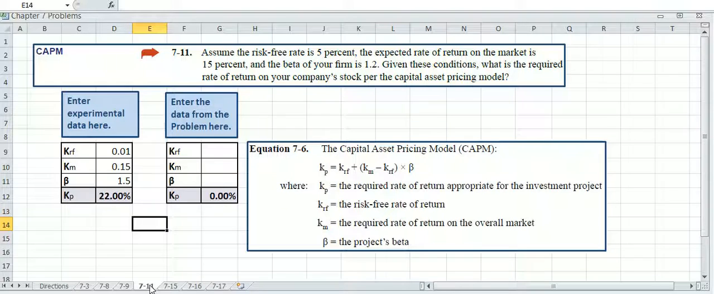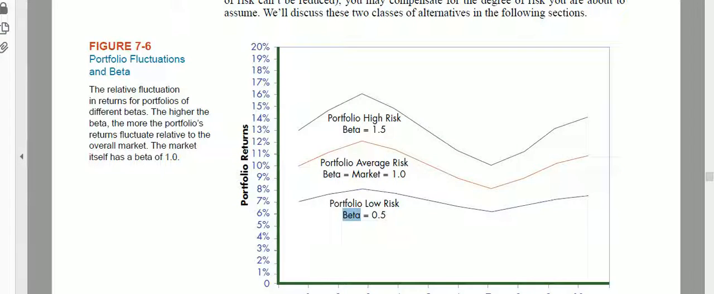The only thing that I want you to look at here is this idea of a beta and what happens when we change it. So if we have just a beta of 1, what that means is that our required rate of return appropriate for the investment is going to be the same as the required rate of return in the overall market, because a beta of 1 is the market. It's the same average risk as the overall market. So if that's what our beta is, then that's where we're going to be.